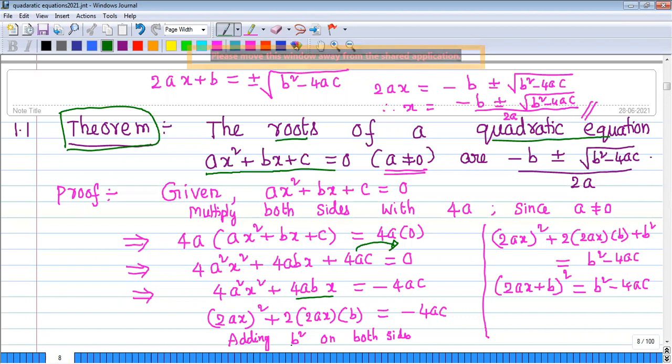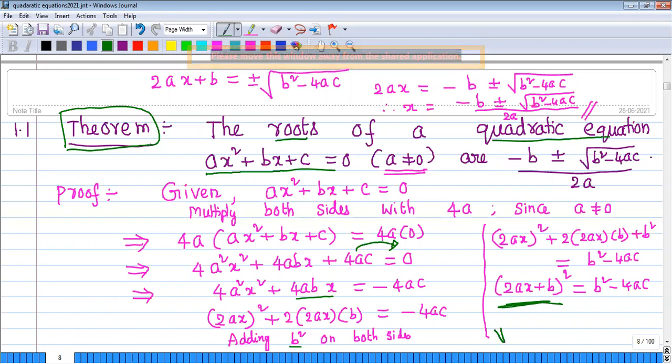Add b square on both sides. So adding b square on both sides, you get this step. 2ax whole square plus 2 into 2ax into b plus b square is equal to, b square has been added to the right hand side, we get b square minus 4ac. If you observe the left hand side, that will be in the form of a square plus 2ab plus b square, which is nothing but a plus b whole square. Here a means 2ax, b means b only. 2ax plus b whole square is equal to b square minus 4ac.